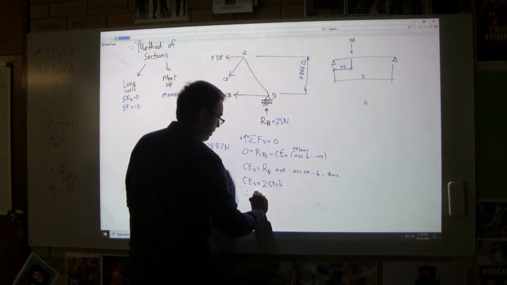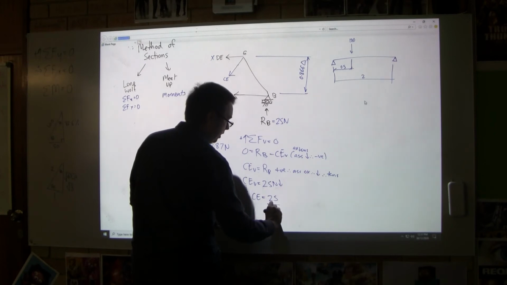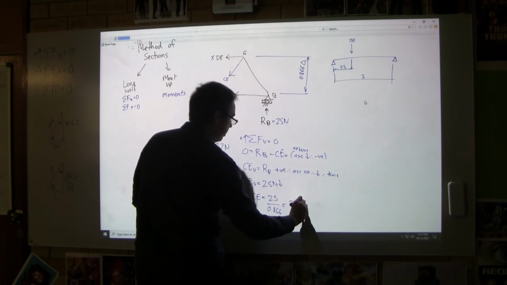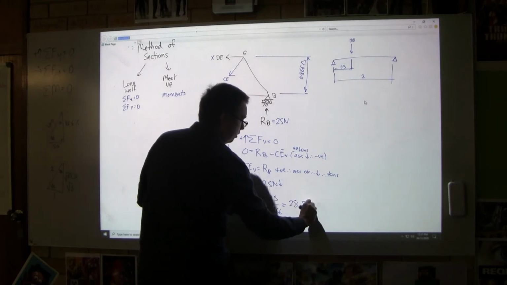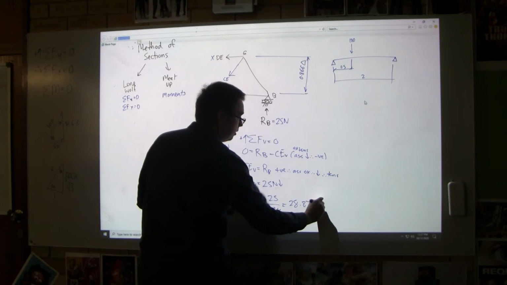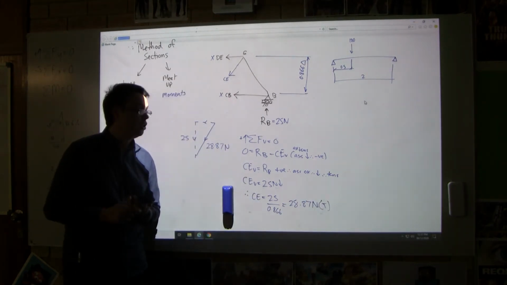Therefore, CE equals 25 divided by 0.866 equals 28.87 newtons. Not down, tension. Because we assumed tension.